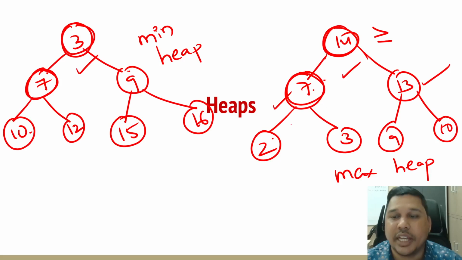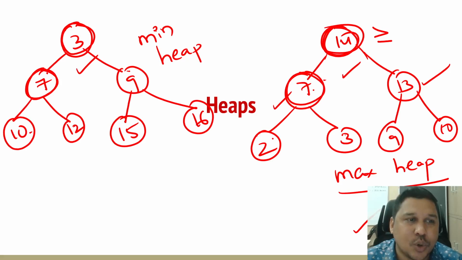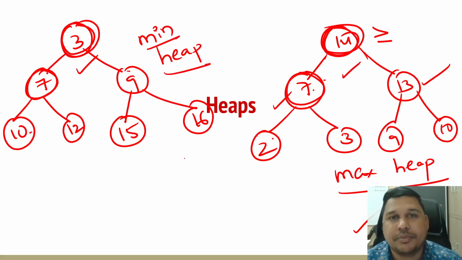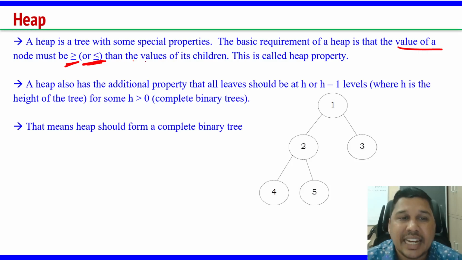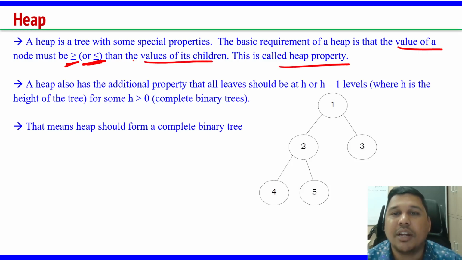If you observe one thing, in the max heap, among all the elements of the tree, the largest element is at the root. That is your max heap. If the smallest element is at the root, that is our min heap. Okay. So, the property that the value of a node must be greater than, or less than, its children is called our heap property.